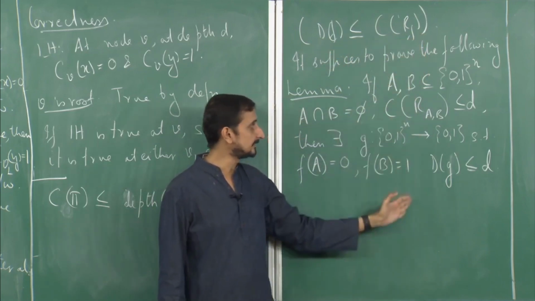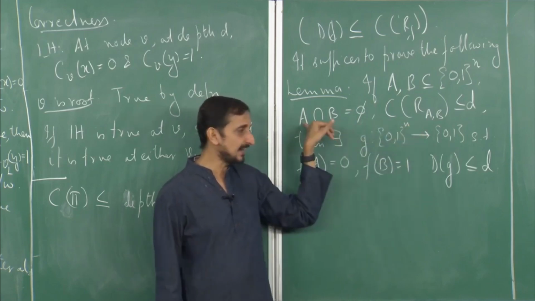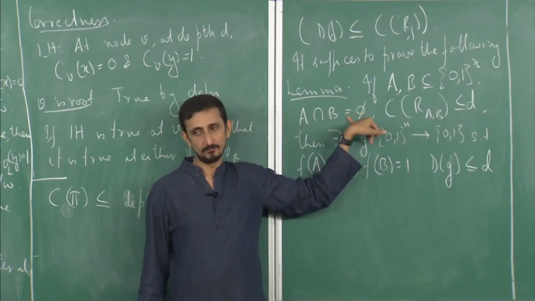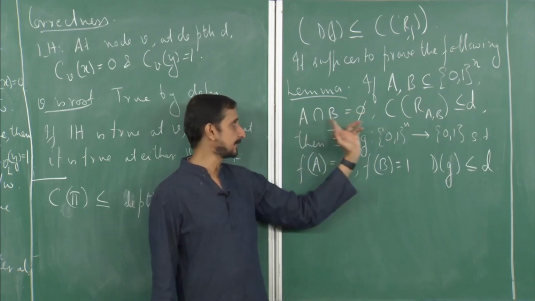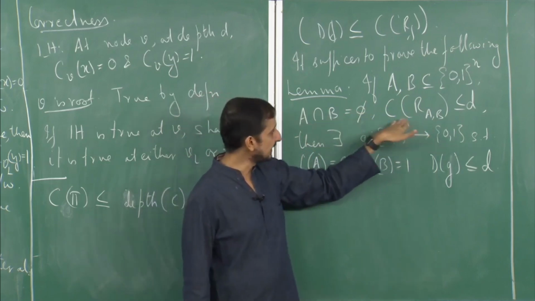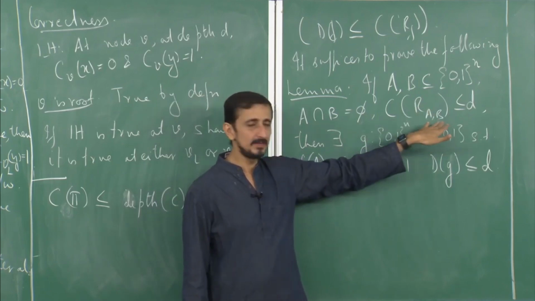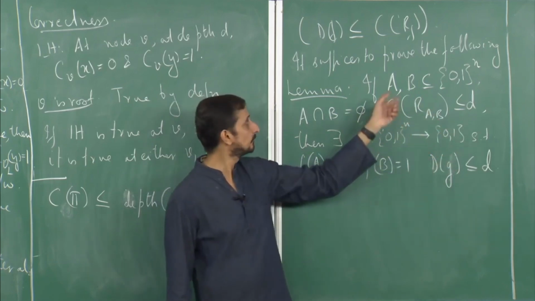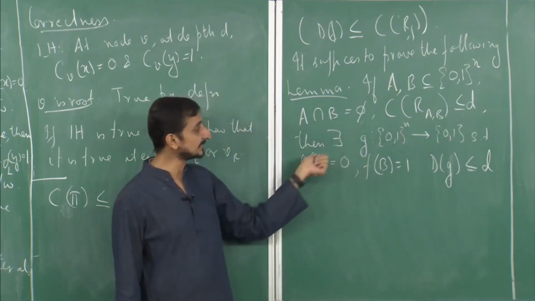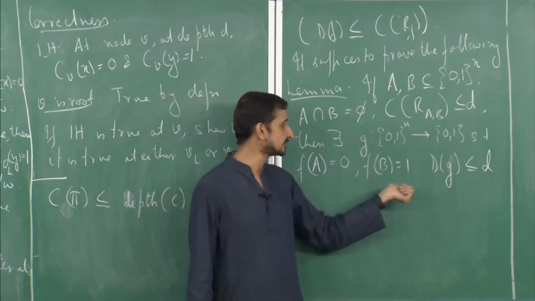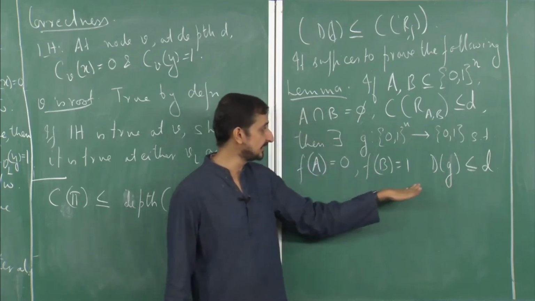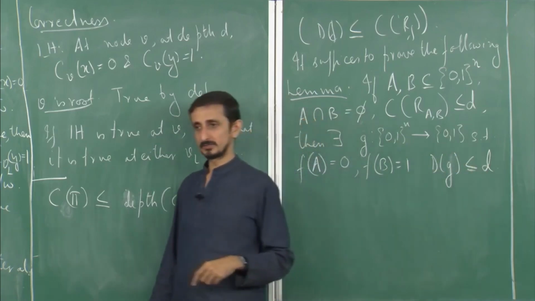Now if I want to apply this lemma, what I do is set A to be f inverse 0, and B to be f inverse 1. I get the hypothesis that A intersection B is empty, and I get that R of AB is the same as R of f. So therefore CRF is at most D. But what this is saying is that there exists a g on which this happens. Therefore, I get d of g is at most d, but what I actually need is d of f should be at most d.